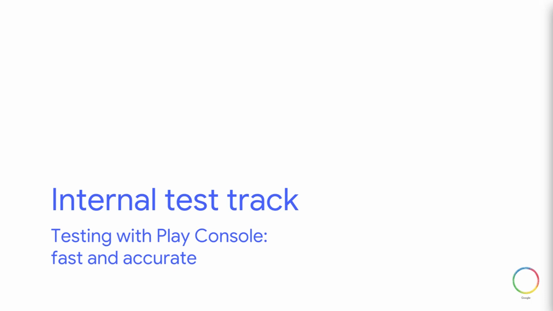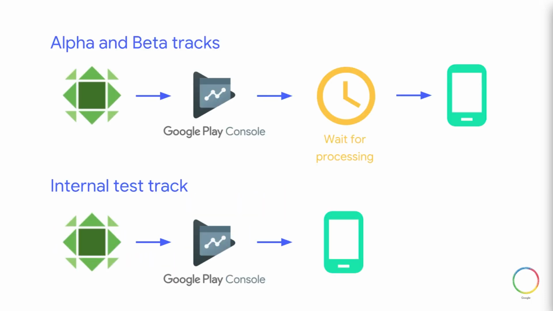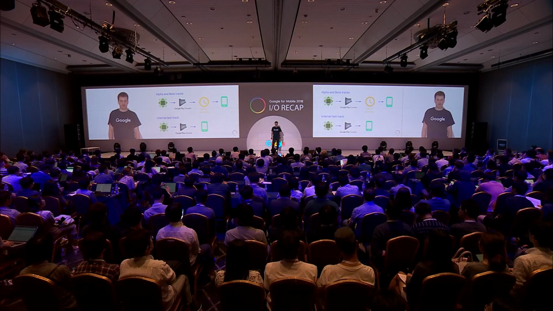So let's start with Alice. Alice uses the internal test track from Google Play Console. The internal test track is similar to the alpha and beta tracks that you may already be familiar with, but it differs in that there is almost no delay between the upload of the bundle and the update being available on the tester devices. Going through Play Console, Alice has confidence that what her QA team is getting is byte for byte equal to what end users will get.